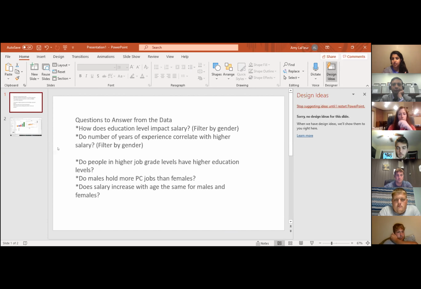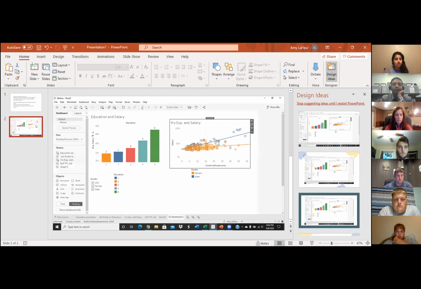So year one was how many years inside the firm? Yes, inside the bank. And then year two was previous to them working at the bank. And so we combined both and just called it combined years of experience.